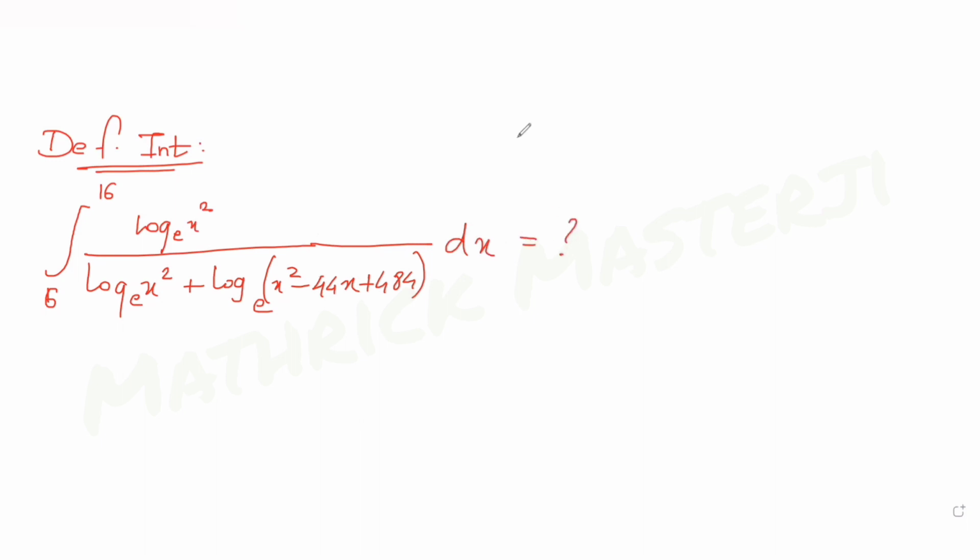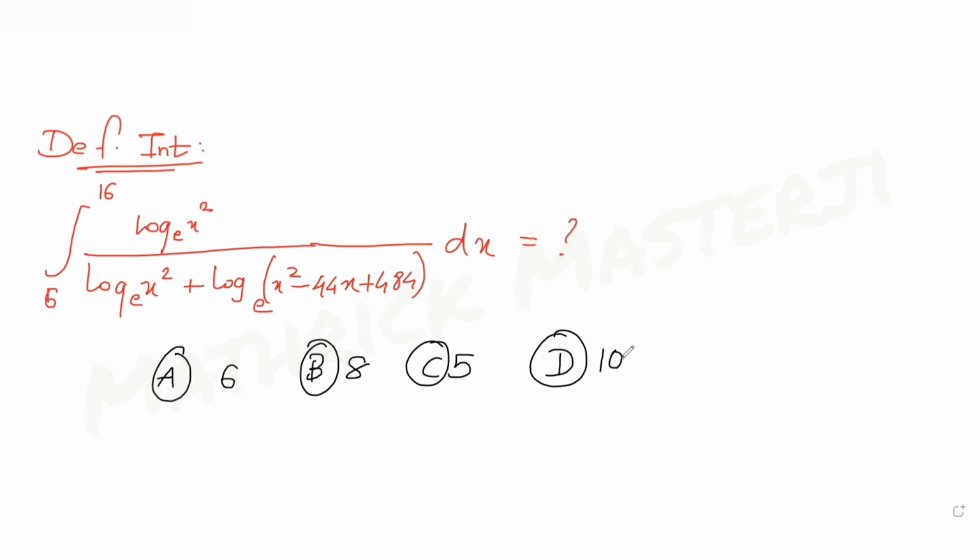There are four options given to us here: 6, 8, 5, and 10. So the first option is 6, the second option is 8, the third option is 5, and the last option is 10. We need to figure out which one is the correct answer for the question given to us. So first of all, let's try to solve this integral.